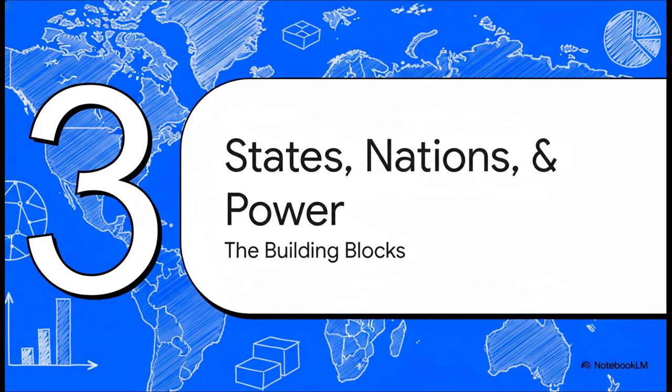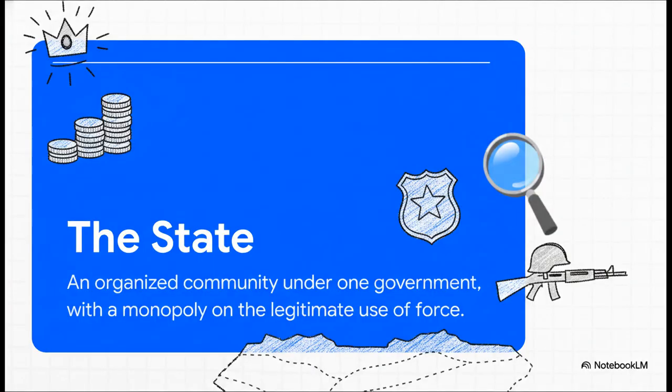Okay, so now that we have our toolkit, let's focus on the main subject of all this analysis, the state. This is the fundamental building block of the entire world map. So what even is a state? Well, at its core, it's the organization that has the ultimate authority over a territory. It makes the laws, it collects the taxes, and, this is the critical part, it's the only one that can legitimately use force through its police or military. This concept is absolutely central to everything else.